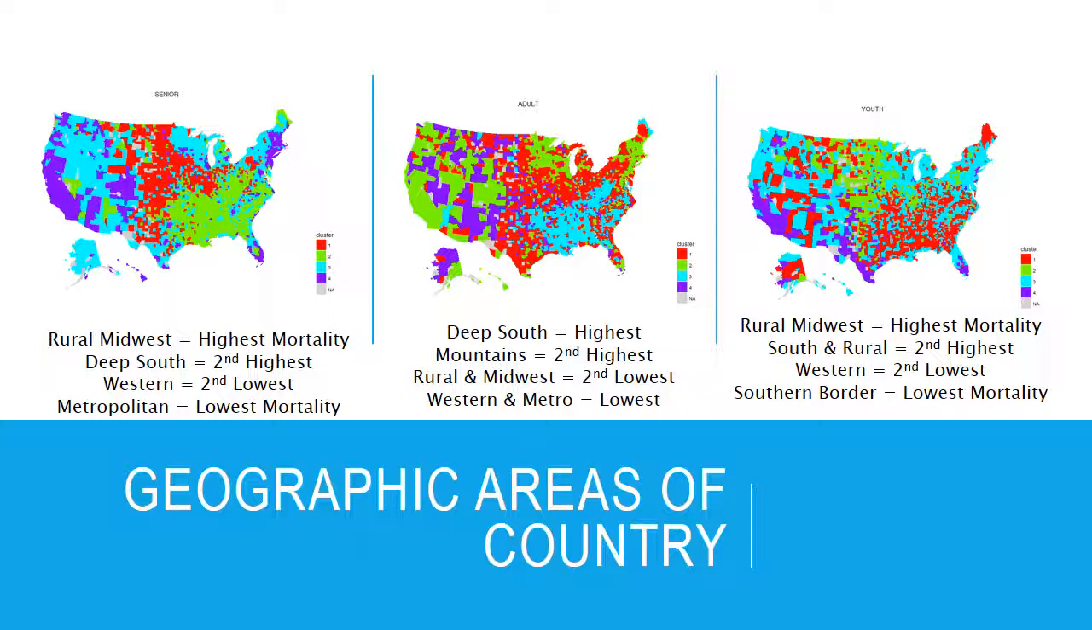K-means clustering was undertaken to see if the country could be clustered on a county basis to see if there are large geographic areas where targeted programs could be established. Of interest, looking at first the senior cluster, you can see that the rural Midwest has the highest mortality rate. That could be an issue of access or just proximity to healthcare providers.